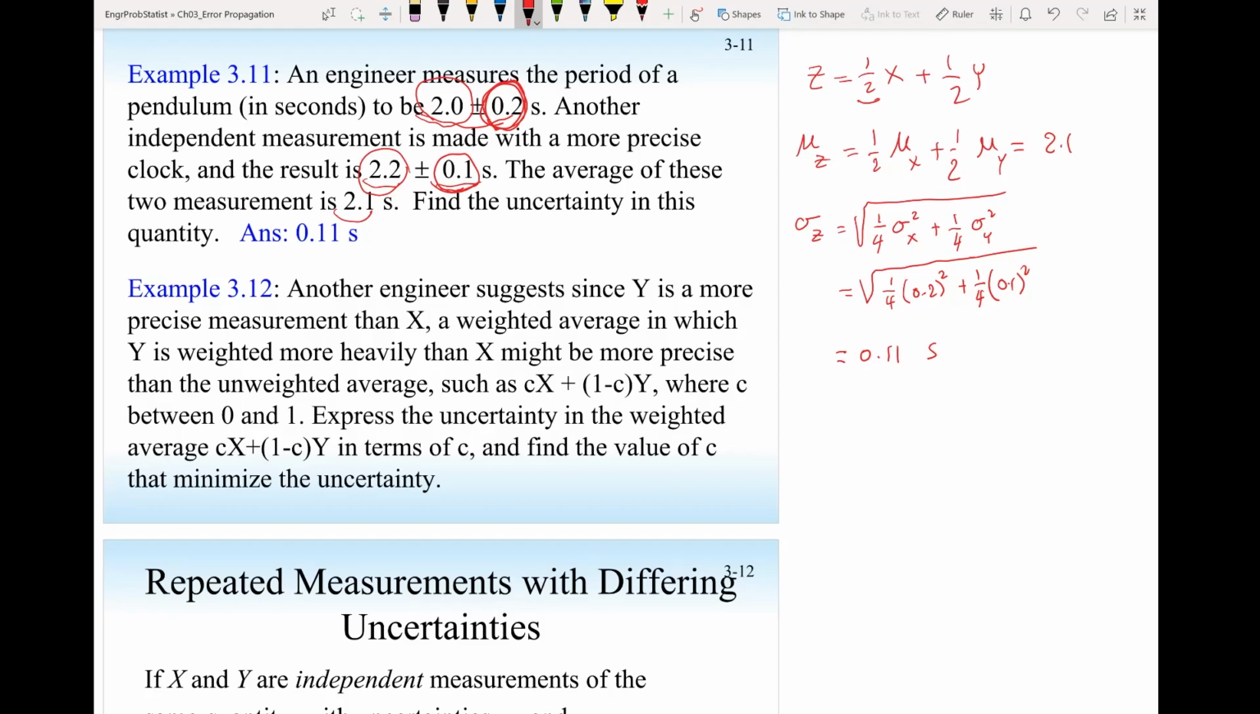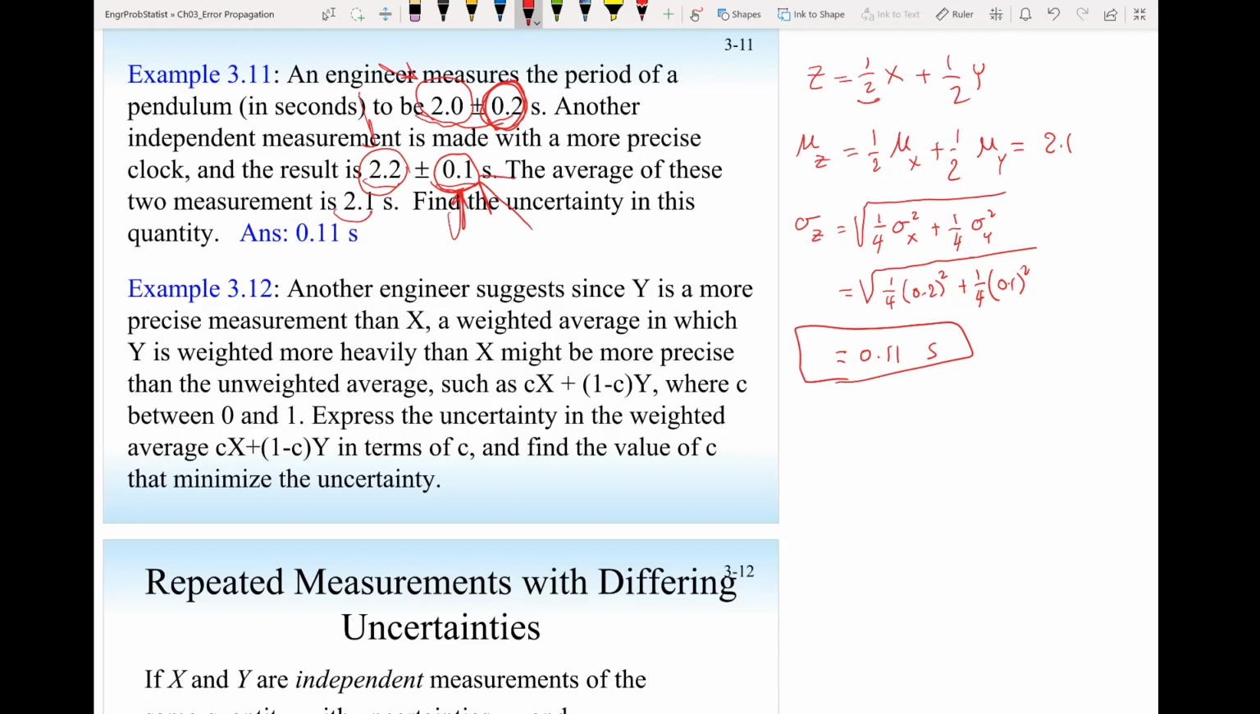And you may say, why don't we just use this clock? Why do we have to depend on the second? Well, we don't know which one is more accurate. Yes, this clock has a better precision, but I'm not sure about the accuracy. It could be this is more accurate. So we just take the average. And by doing the average, we reduced the uncertainty to 0.11 second.